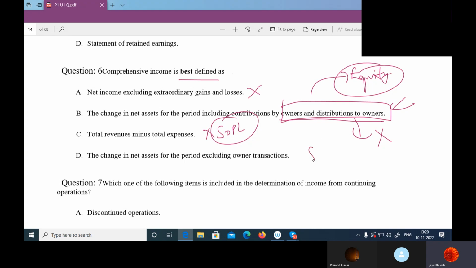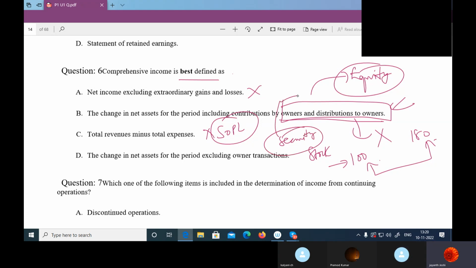Suppose you are holding a stock and you bought it when it was 100, now it has gone to 180, so there is an increase in the value, correct? Or else you bought some security or some bond and the intention is to hold it for some period of time and then to sell. So can I say that is held? That is nothing but held for sale.